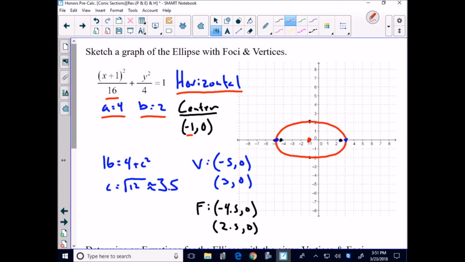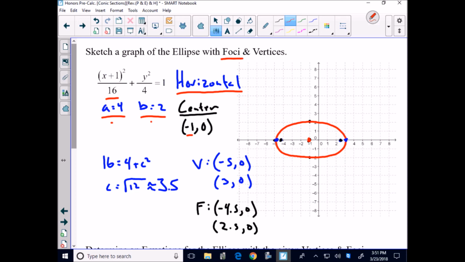Now right here, we can quickly graph our ellipse by just getting the ends of the major axis and the minor axis by just going out 4 horizontally for the ends of the major axis and out 2 vertically for the ends of the minor axis, right? And then sort of draw our ellipse through that. Right here, we also want to graph the foci, though.